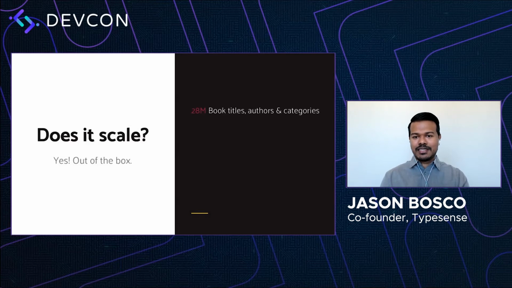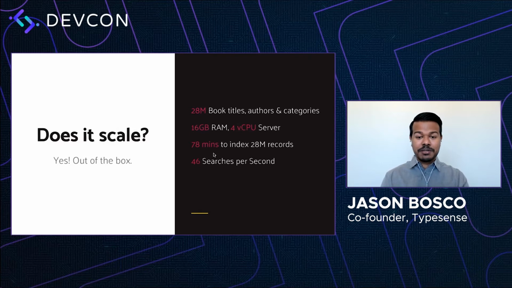Here's another example: 28 million books, with titles, authors and the category of the books, again indexed on the same server with 16 GB of RAM. I believe this particular data set took 14 GB of RAM just because of the size of the data set and the number of unique book titles there are in the world. That took 78 minutes to index the 28 million records. So indexing time does go up with more records, but for 28 million records, it takes about an hour and a half. And it was able to scale to 46 searches per second.